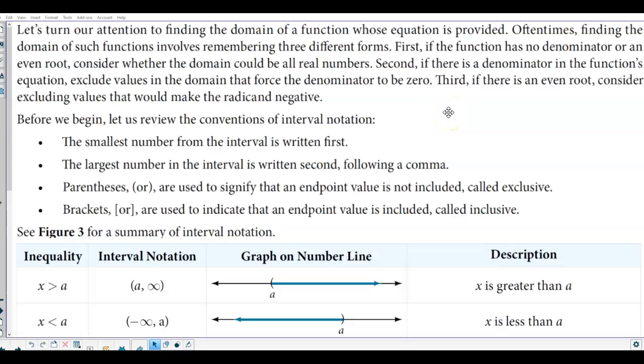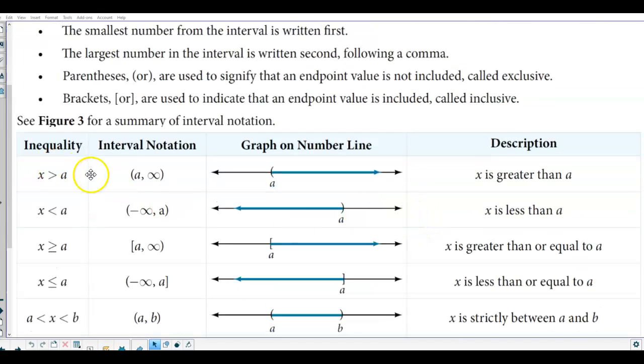Before we begin, let us review the conventions of interval notation. The smallest number from the interval is written first. The largest number in the interval is written second, following a comma. Parentheses, left or right parentheses, are used to signify that an endpoint value is not included. We call that exclusive. Brackets, left or right bracket, are used to indicate that an endpoint value is included, and we call that inclusive. So let's go through the inequalities.